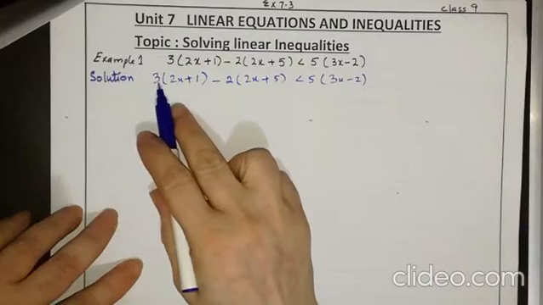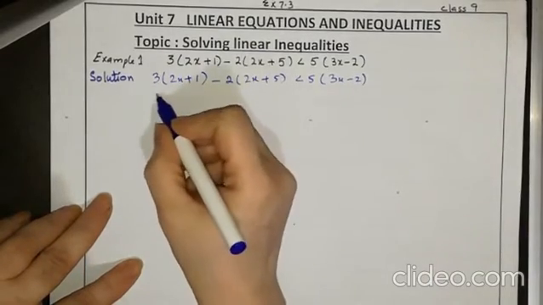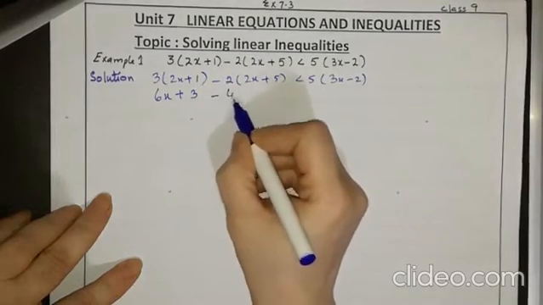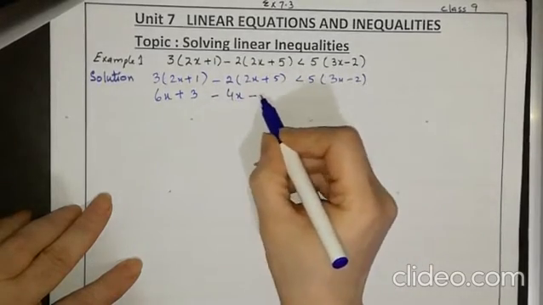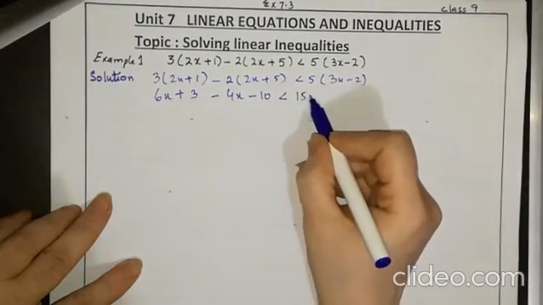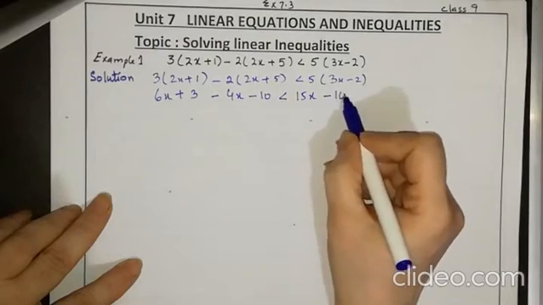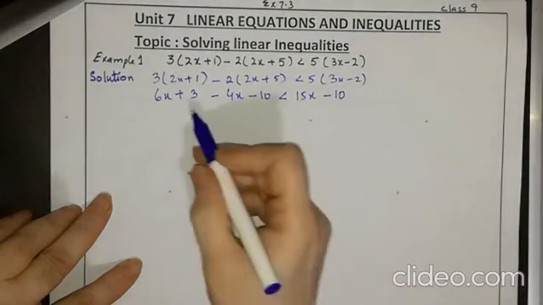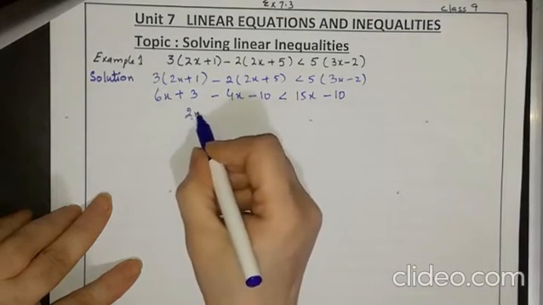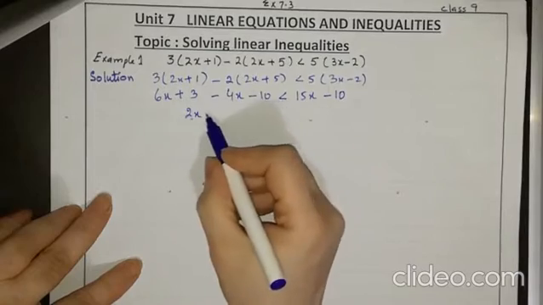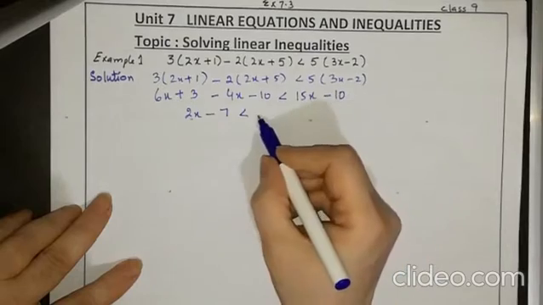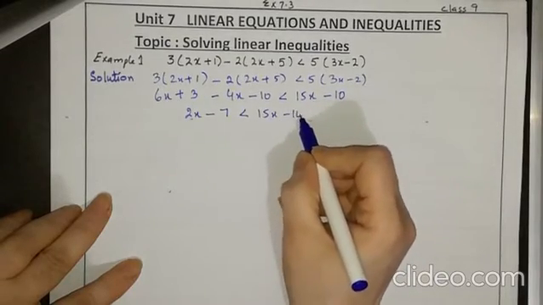Now open the brackets by using the distributive property. 3 2s are 6x plus 3 1s are 3, minus 2 2s are 4x, minus 5 2s are 10, less than 5 3s are 15x minus 5 2s are 10. Now 6x minus 4x, you will get 2x, 3 minus 10 is minus 7, less than 15x minus 10.